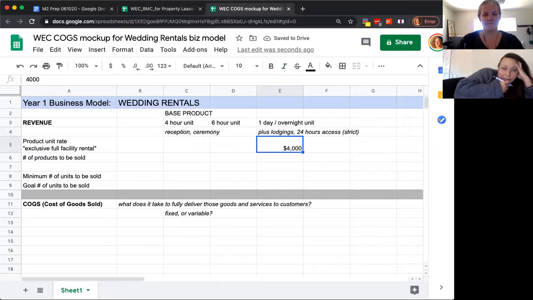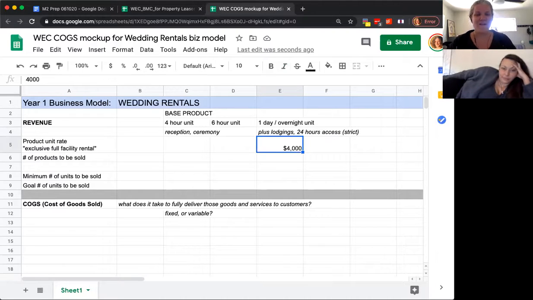And what you're getting at is standardizing the product. So the expectations are really clear. What are they getting for that amount, for that price? So we've got 4,000 on that price, for that product. What else? Yeah, and then the 4 hour and the 6 hour.